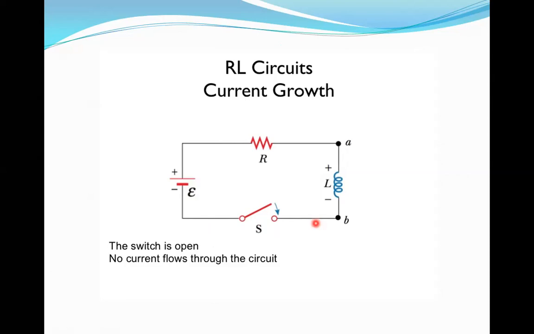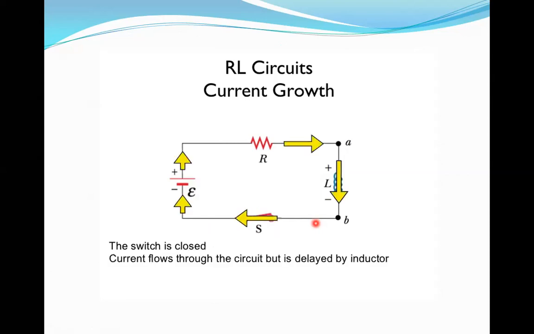When the switch is open, obviously there will be no current in the circuit, but when the switch is closed, what will happen to the circuit now? The current will grow from its zero value, and this is the direction of the current in the circuit. The current is flowing through the resistance as well as the inductance when the switch is closed.